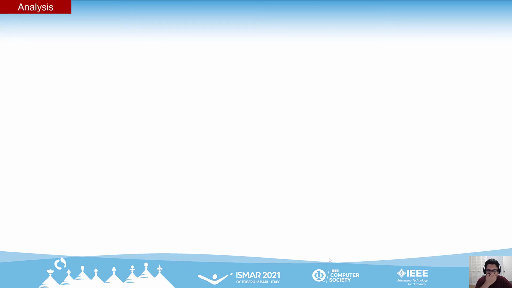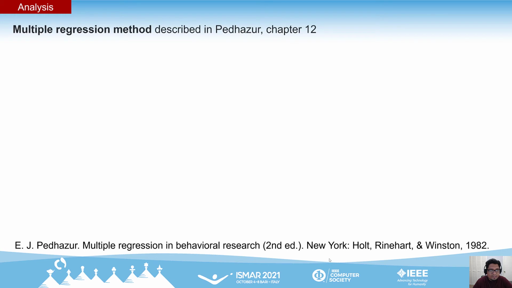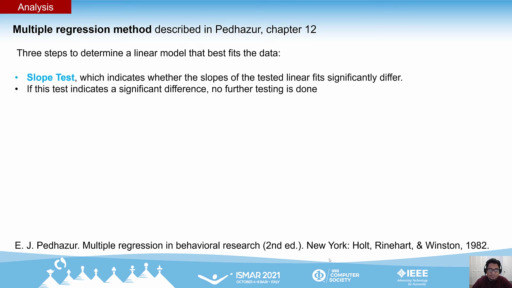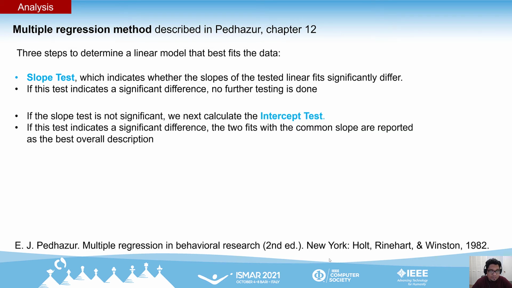Let's talk about our analysis and results. To analyze our results, we used the multiple regression method described by Gerhauser. We considered 3 steps to determine which linear model best fits the data. At first, we ran the slope test, which indicates whether the slopes of the tested linear fits significantly differ or not. If the slope test is significant, then we don't do any other testing. If the slope test is not significant, then we test the intercept.